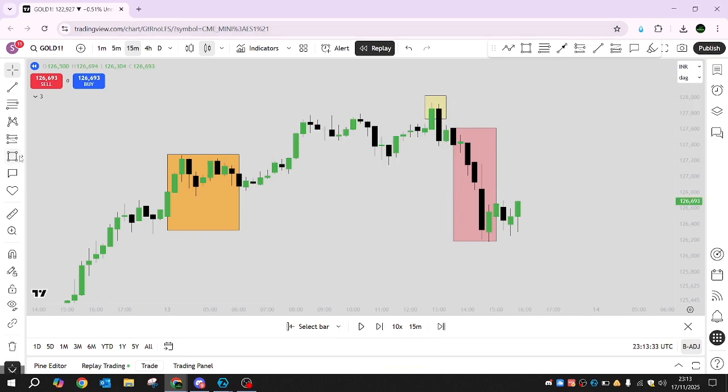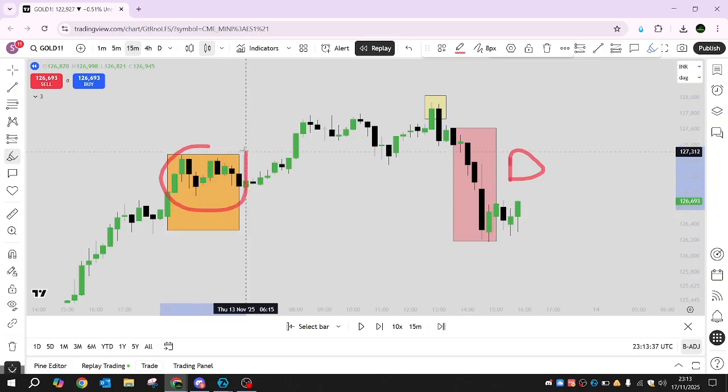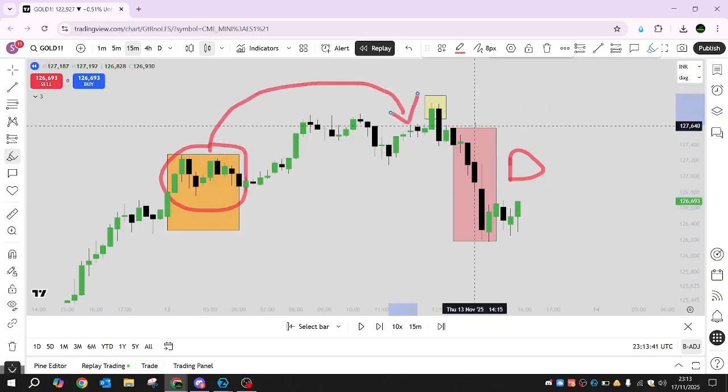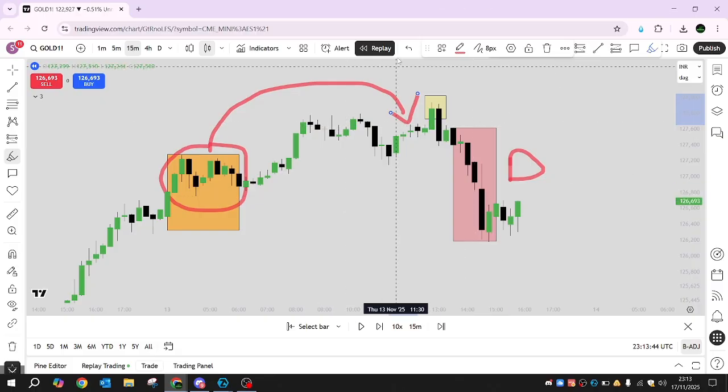Now, in order for you to catch this move, right? So this is the distribution, right? You first need to start off with an accumulation. This is what I call a one-phase manipulation. And I'm going to be breaking down why that is a one-phase manipulation.